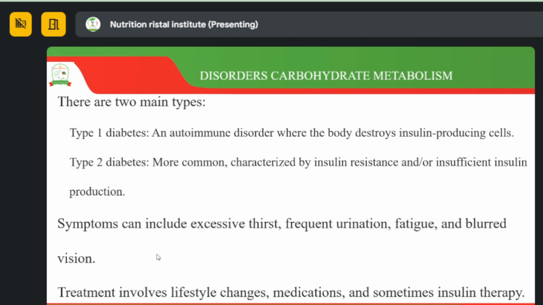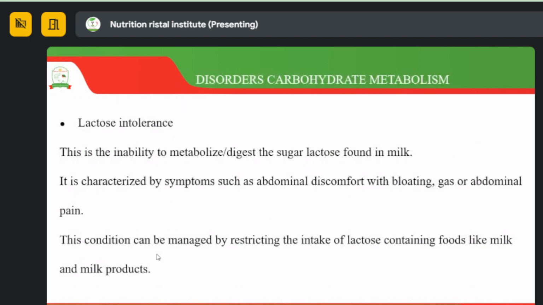And sometimes insulin therapy, meaning you have injections of this insulin. You don't take it orally because insulin is a protein in nature, much as it's a hormone. All hormones mostly are protein in nature, so this insulin can be destroyed. So that is it for the disorders.